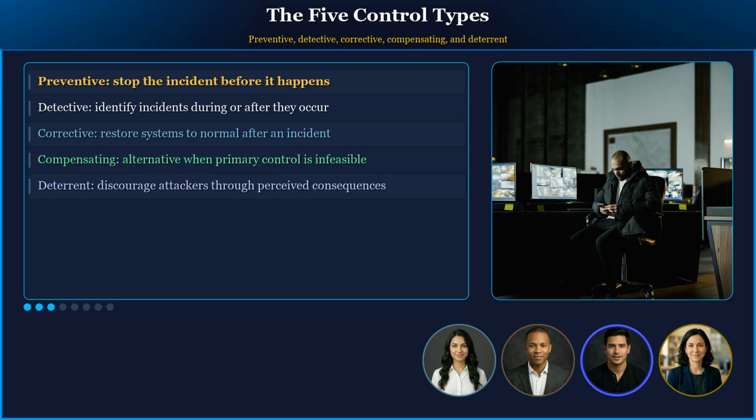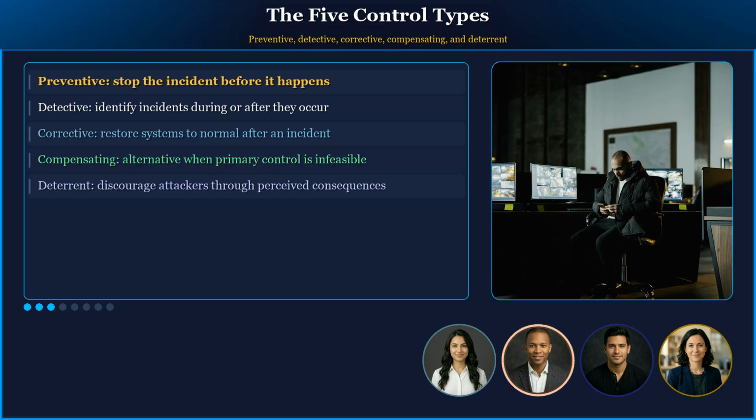Deterrent controls are psychological. Warning banners on login screens, visible security cameras even when not recording, policy notices about monitoring. Their job is to make an attacker think twice. They do not stop a determined adversary, but they reduce casual attempts and establish legal standing.